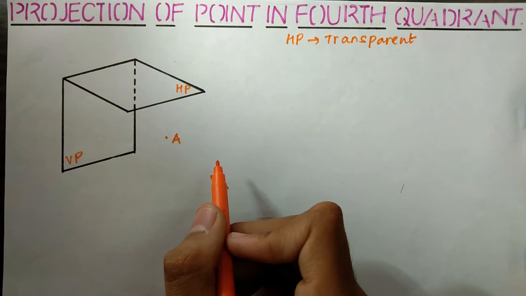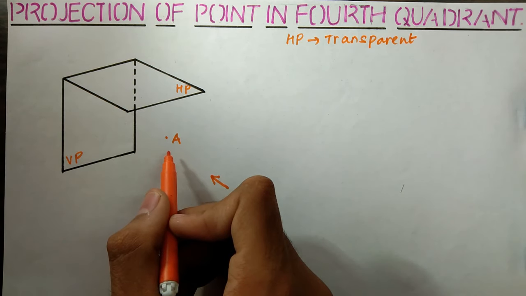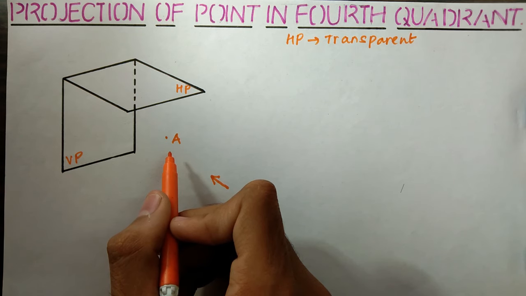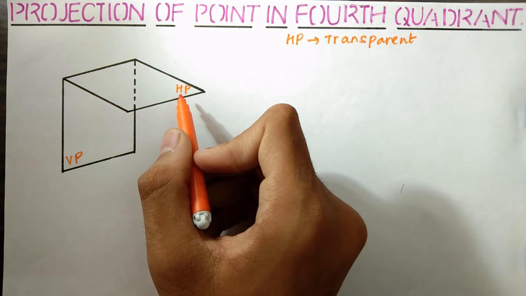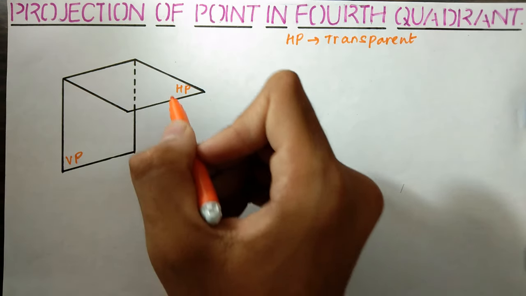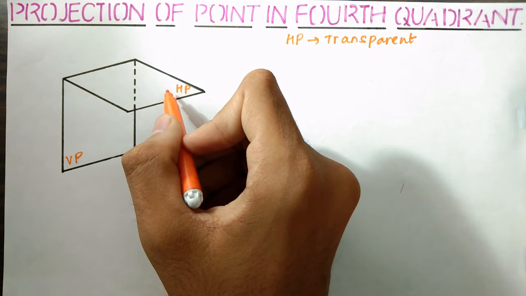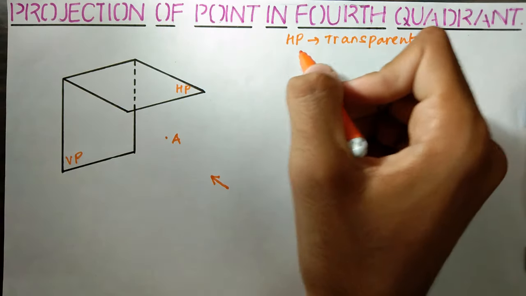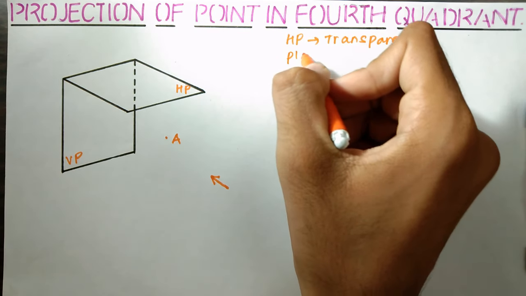Moreover, when an observer observes this point A from the top, then the projector intersecting the horizontal plane leads us to the top view. The projector should be projected in the horizontal plane also. Hence, this horizontal plane is also referred to as a plane of projection.